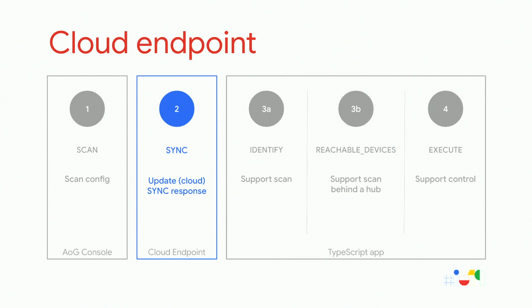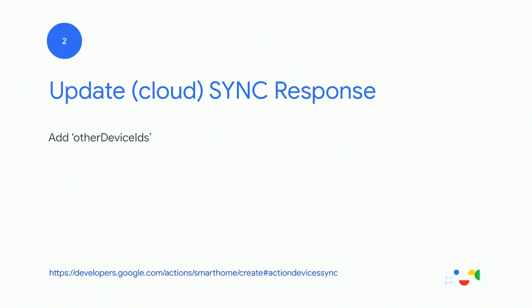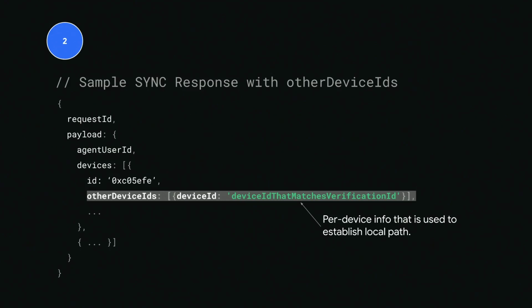Next, we'll take a look at exactly what you need to do to update the sync response. We've added a new field called Other Device IDs, which hints to Google Home to start looking for a device, and we'll use the information in this field to help deduplicate a device that we find locally to a device that you told us about via the cloud-to-cloud integration. Here's a sample of what that looks like. You'll notice that this Other Device IDs field appears at the device level, so you, as the developer, can choose which devices you want to be locally controlled or not.